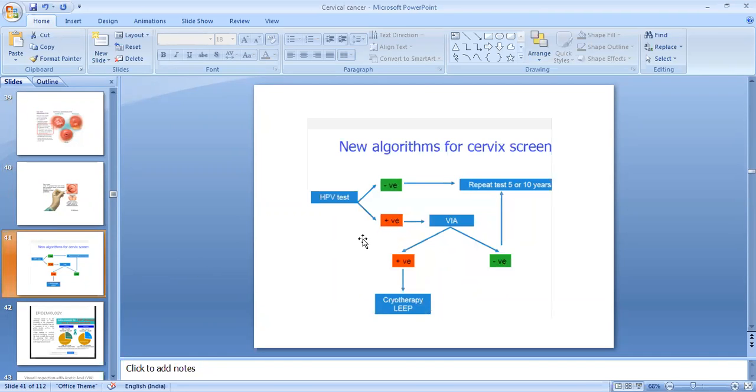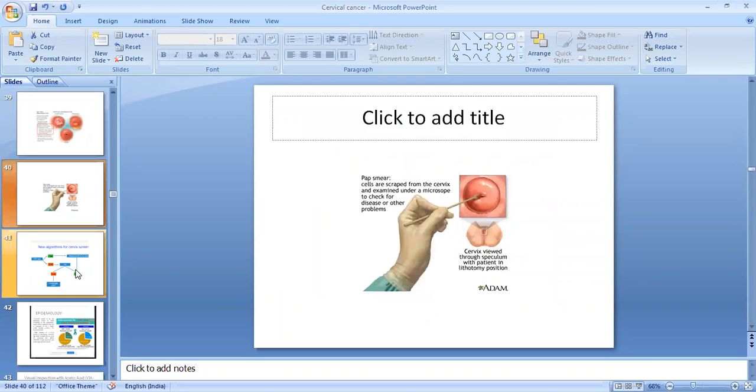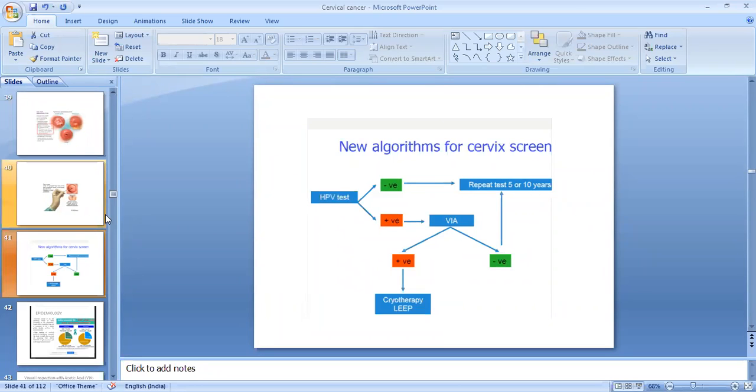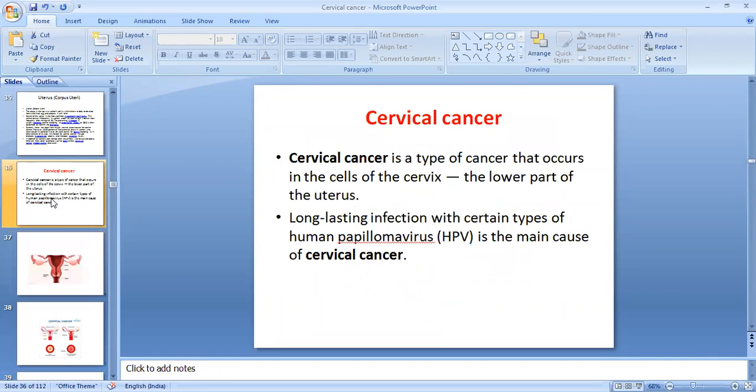This cervical screening test is very much popular for early detection of this cancer. And this is the algorithm people actually use to detect the HPV. They collect the sample and try to detect the HPV, because, as I said, in most cases HPV is the main cause of cervical cancer.